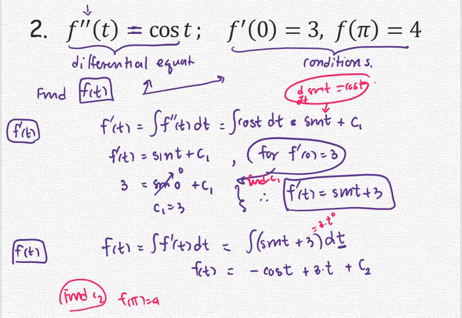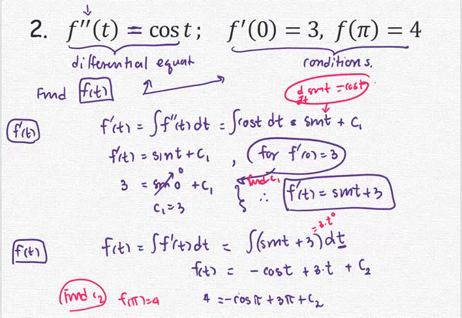As t equals pi, f at pi is 4. So 4 equals negative cosine of pi plus 3 times pi plus c2. And the cosine at pi is negative 1. Then 4 minus 1, going to be 3, and then minus 3 pi, equals c2, because negative of negative 1 is positive 1. Subtract 1 from both sides, so the left hand side will be 3 minus 3 pi equals c2.